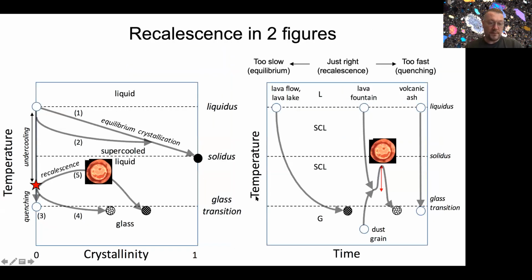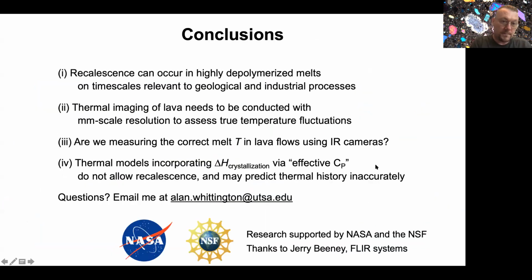So to summarize, on the left is a temperature crystallinity diagram. What we're trying to do here is to undercool quite rapidly, but without completely quenching to glass, and starting to crystallize at hundreds of degrees of undercooling, where we crystallize very quickly and can actually produce an increase in temperature. And on the right is a temperature time diagram, and basically depending on the size of the blob of lava you have in nature, it will either quench too fast, like a fragment of volcanic ash, or it might cool too slowly, like an entire lava lake. But droplets in a lava fountain are probably just right.